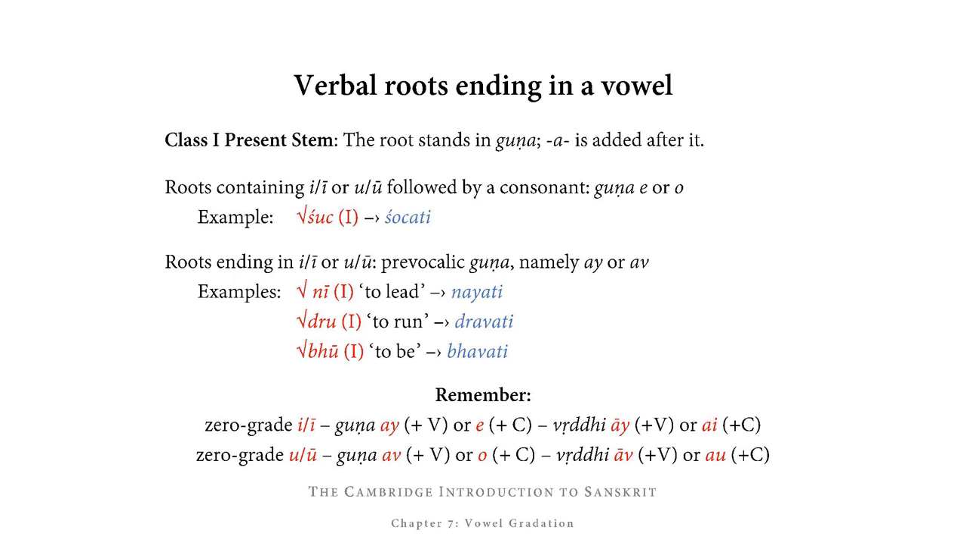Same applies to long zero grade vowels. So bhū, to be or to become, also is class 1. And in order to form its present tense stem, we again need to take the root, put it into guna. Guna of bhū could either be bho or bhav, depending on whether a consonant or a vowel follows. What follows again is a vowel, namely this short a. And so we don't have bhoa, but bhava as the present tense stem. And to that we then add our endings. So for example, third singular, bhavati, he is or he becomes.